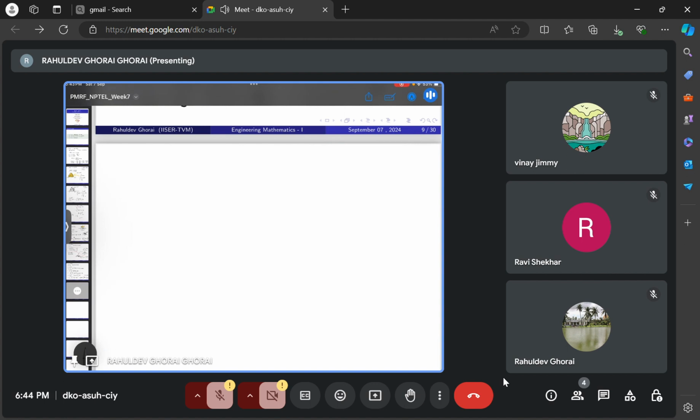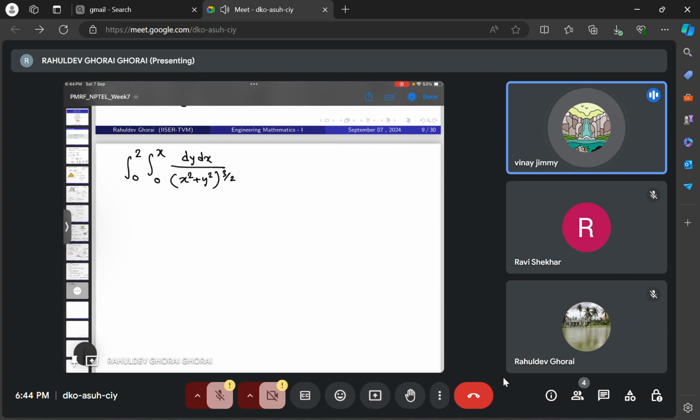So also, let's say you have an integral like this: the integral from 0 to x of dy dx over (x square plus y square) to the power 3 over 2. Can you do this? I have already done this type of question. First of all, try to find the polar form, sir. Okay, you will use polar form.